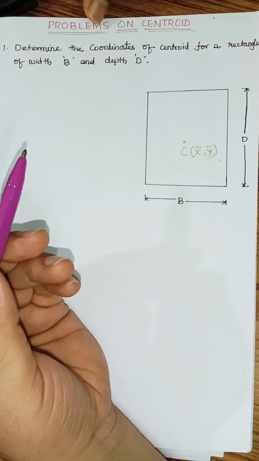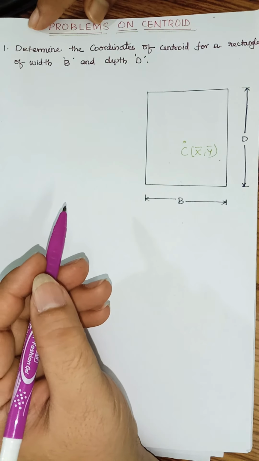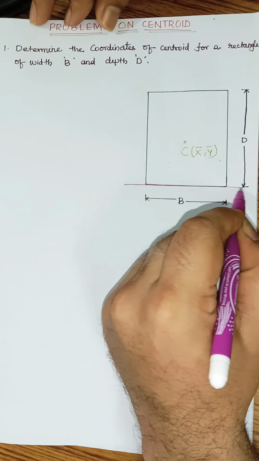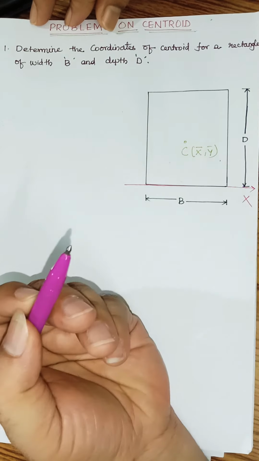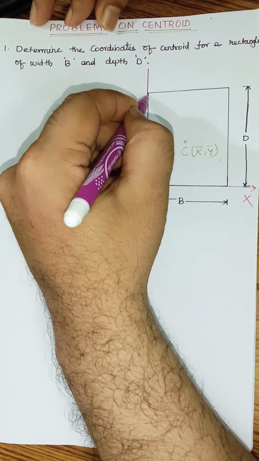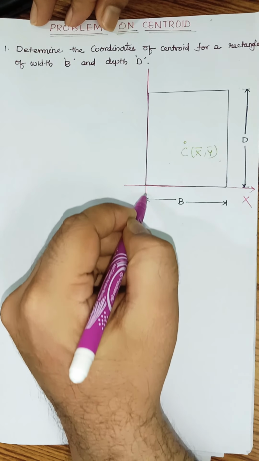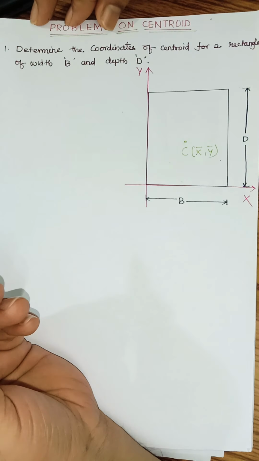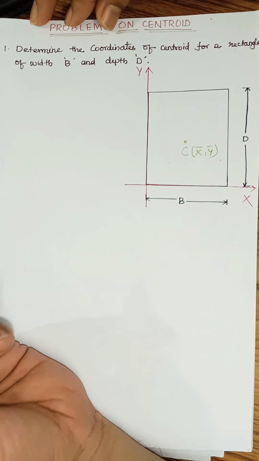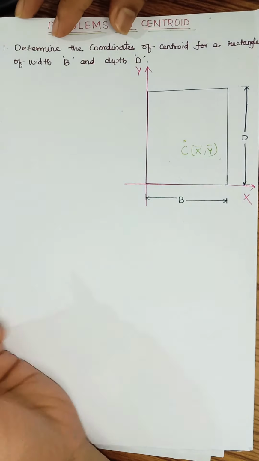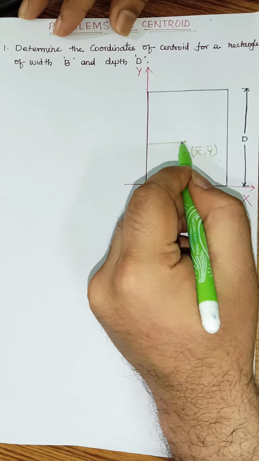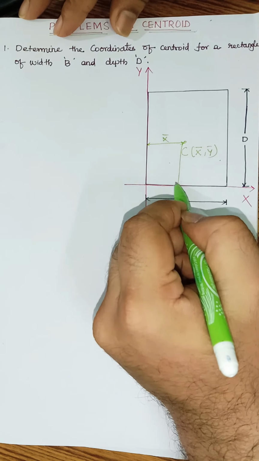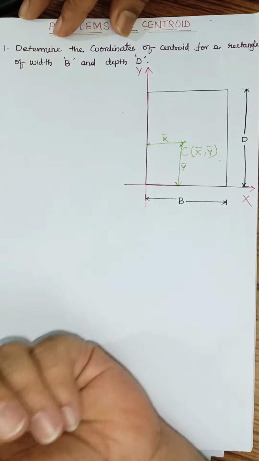Whenever you see a problem like this one, the first step is to assume that there is a reference x-axis exactly at the bottom of the section. I'm taking this as the reference x-axis, and let us consider that there is a reference y-axis at the extreme left side of the section. Let us take this as the reference y-axis. Now x bar refers to the distance from the reference y-axis and y bar refers to the distance from the reference x-axis.